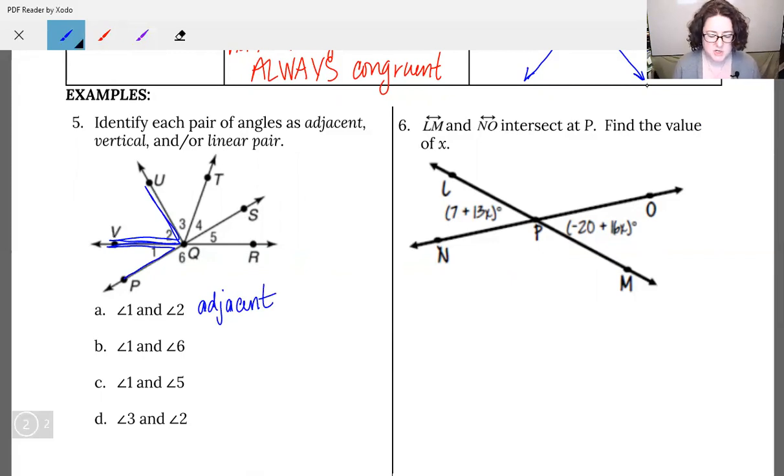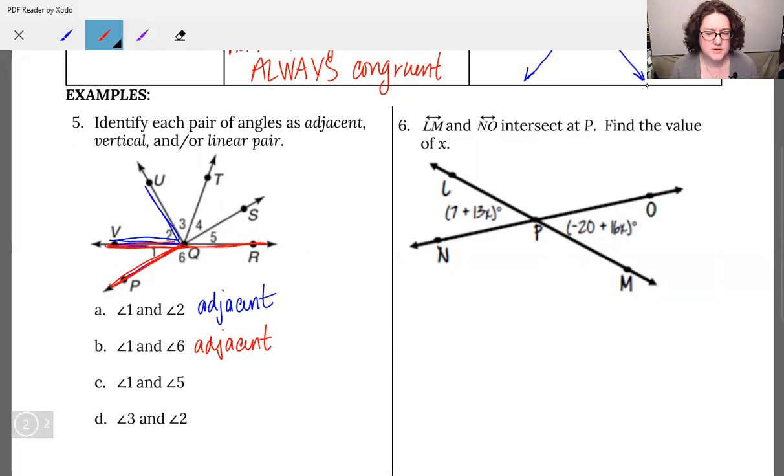Okay, let me change my color. So angle 1 and angle 6, what can we call those? Well, those are adjacent too. They have that shared side, or that shared ray QP. So they're adjacent.